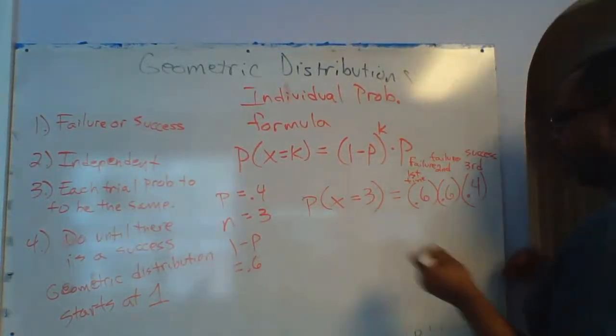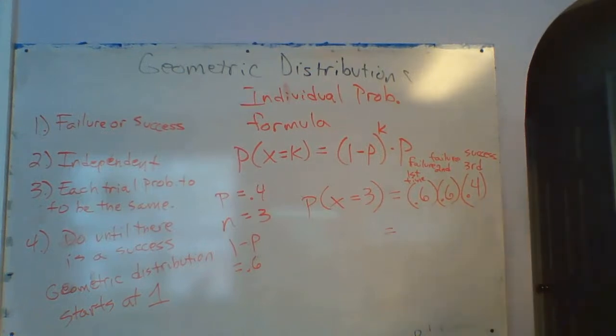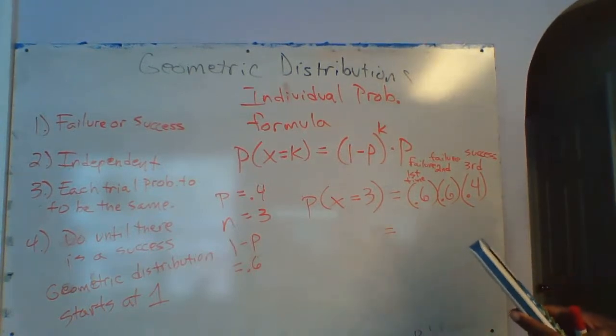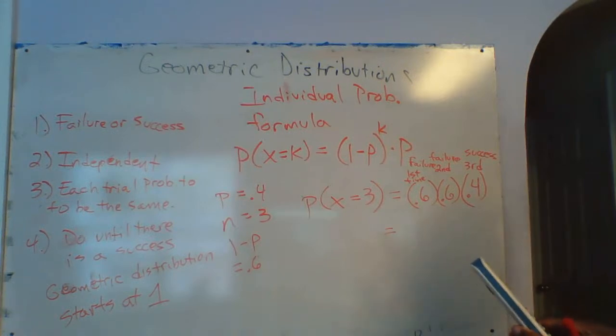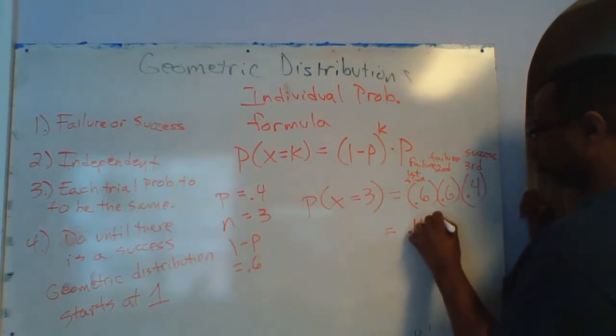All right, so now the problem that's going to occur is going to be calculator. So that's going to be 0.6 raised to the second times 0.4. So that probability is going to be 0.144.